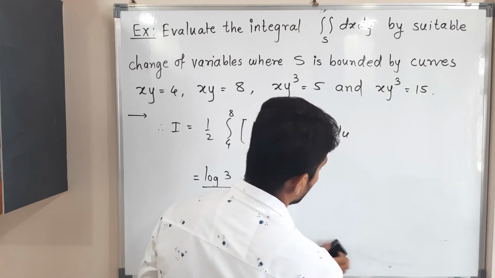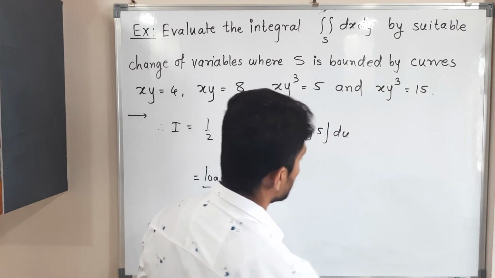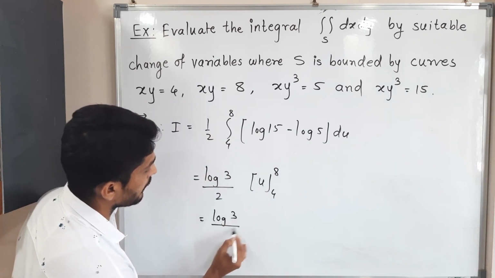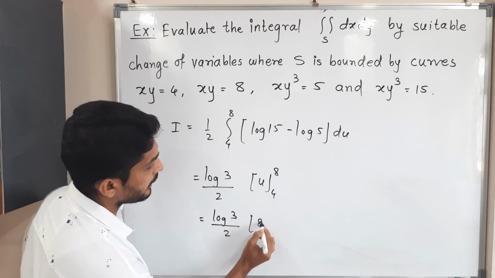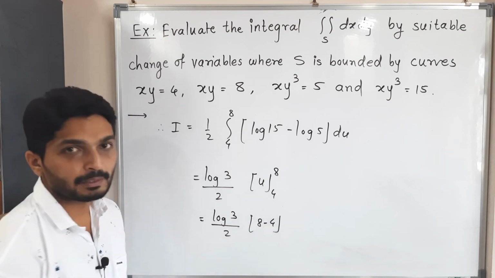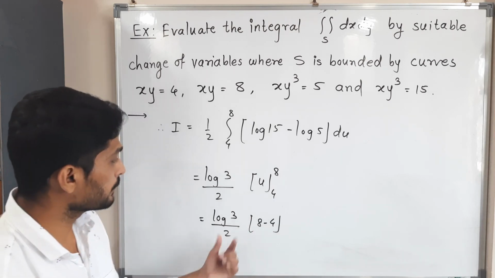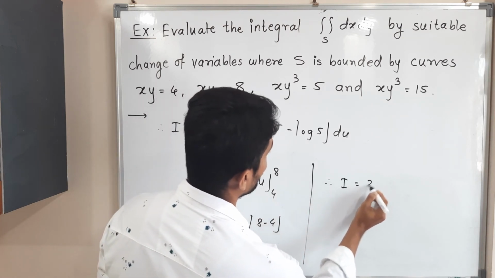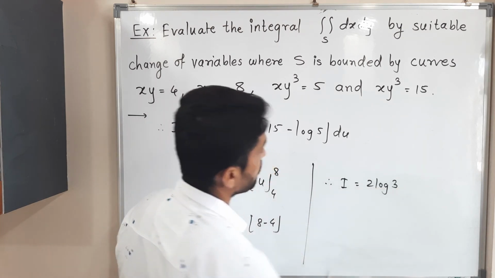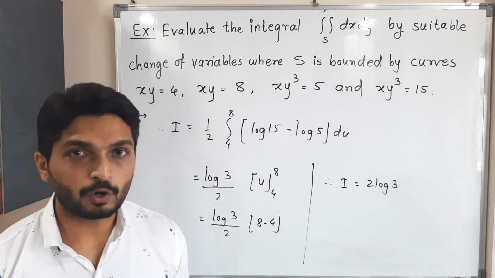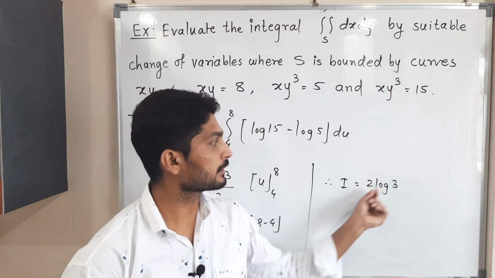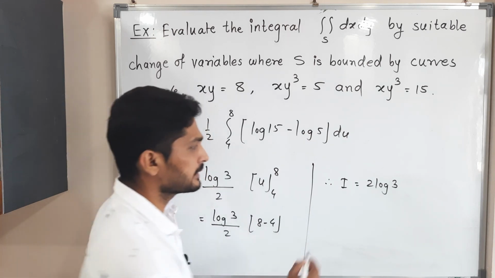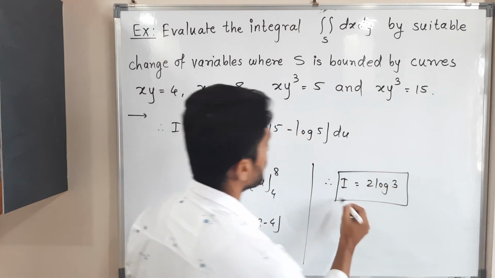It is clear now. So this is equal to log 3 by 2. If you put the upper limit 8 minus 4, which is 4, the 2 will get cancelled. And therefore we have I is equal to 2 log 3. There is one more property of log: you can shift the 2 to the power of 3, that means log 9. Or if you keep it as it is, then also it is correct. So this is the required answer.